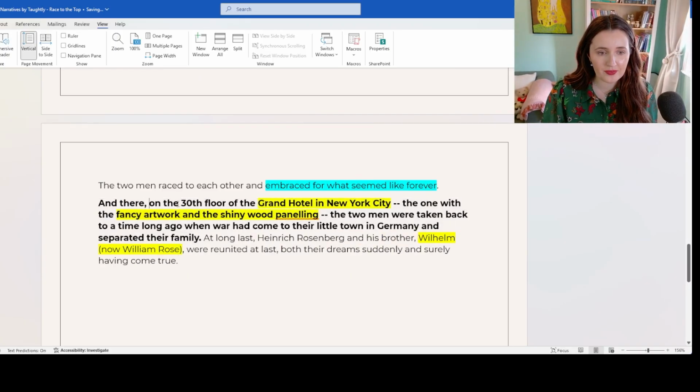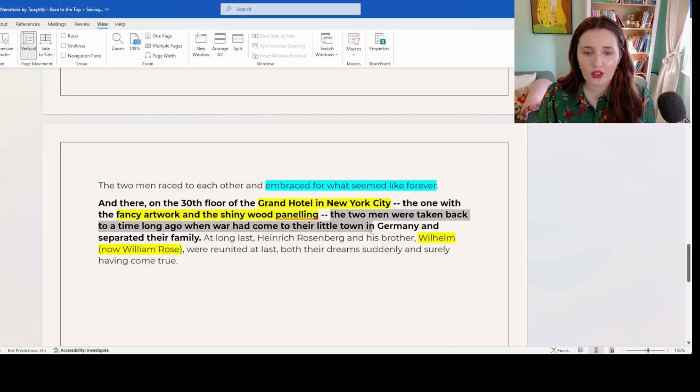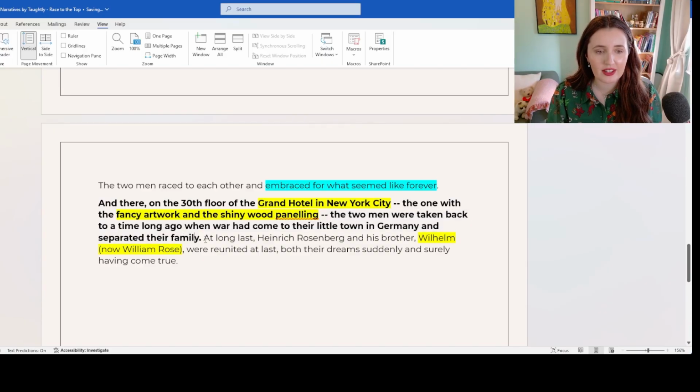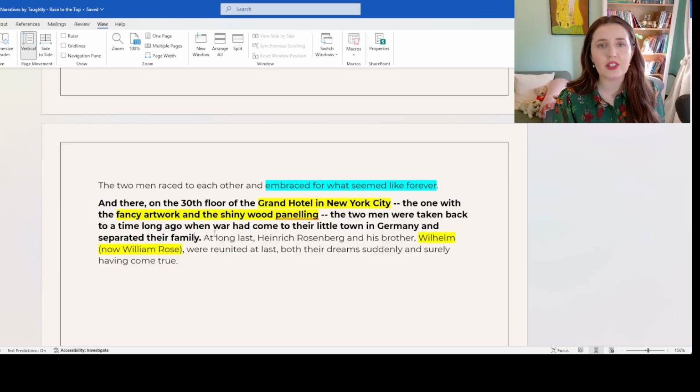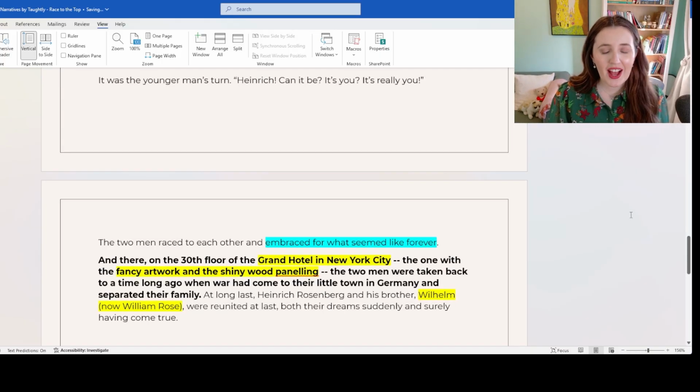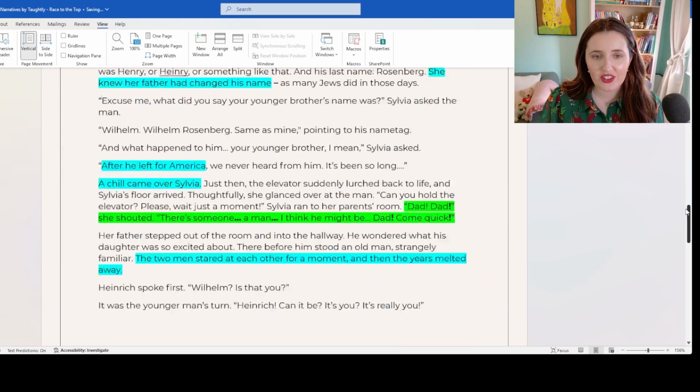And there, comma. On the 30th floor of the Grand Hotel in New York City, dash for a little dependent clause here, the one with the fancy artwork and the shiny wood panelling. The two men were taken back to long ago when the war had come to their little town in Germany and separated their family. So a long complex sentence that's always in control and being used to create a deliberate effect, a deliberate tone of voice. Now in terms of accuracy, it is very, very accurate the whole way through.